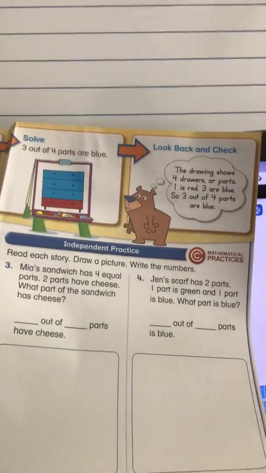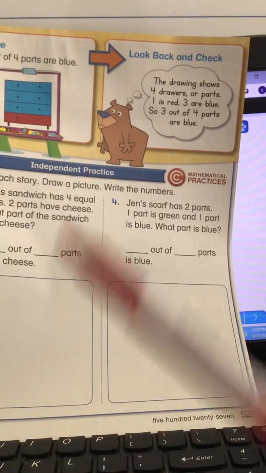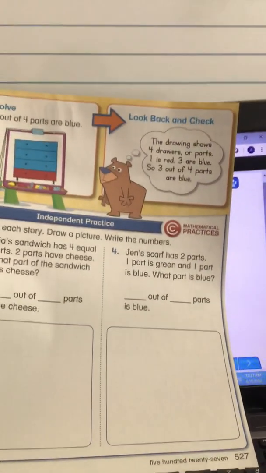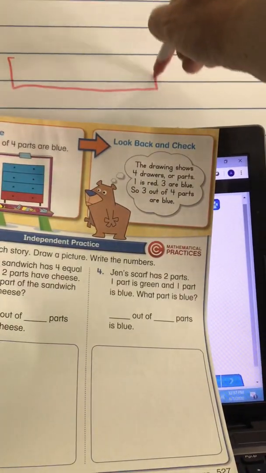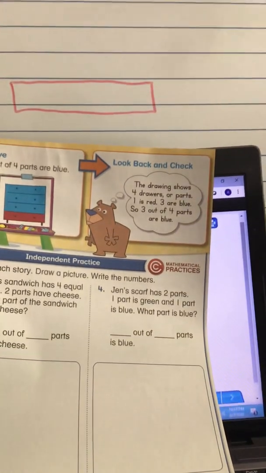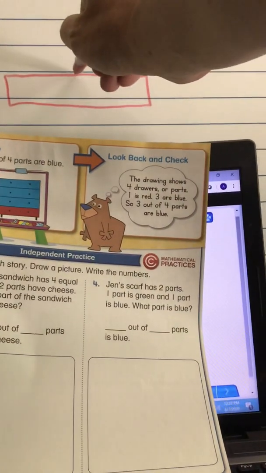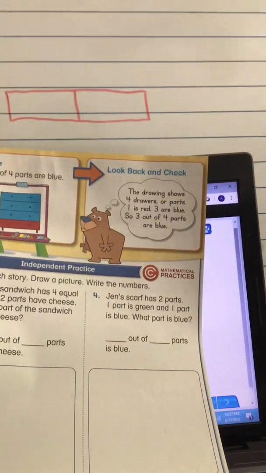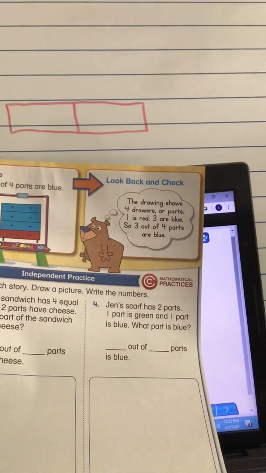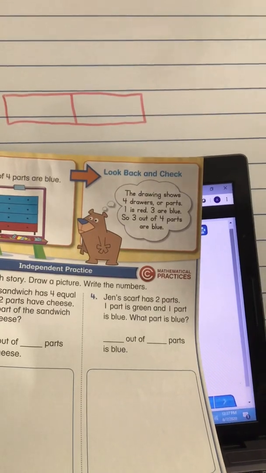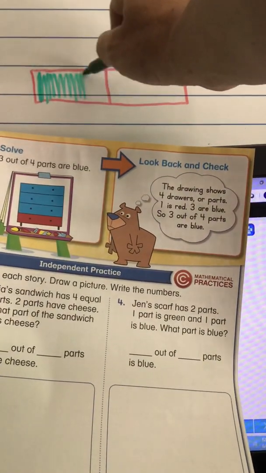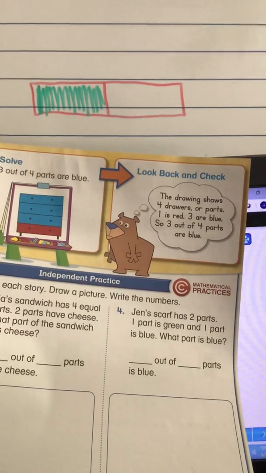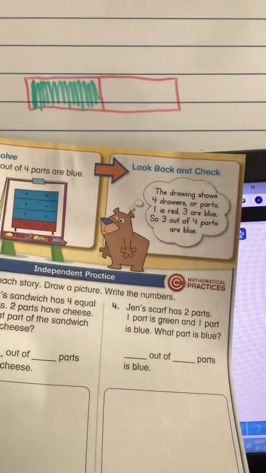Jen's scarf has 2 parts. Okay, so let's make Jen's scarf first. You're doing it in the box. I'm doing it up here. I'm giving her a rectangle scarf. Jen's scarf has 2 parts. So I'm going to draw a line here to show 2 parts. 1 part is green. Sorry. So I'm coloring 1 part green. And 1 part is blue. So I'm coloring 1 part blue.